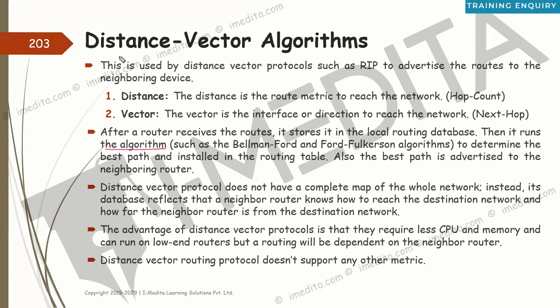So after the router receives the route, it stores it in the routing table. Then it runs the distance vector algorithms, such as the Bellman-Ford algorithm, to determine the best path and install that best path in the routing table. Also, the best path is advertised to the neighboring device.